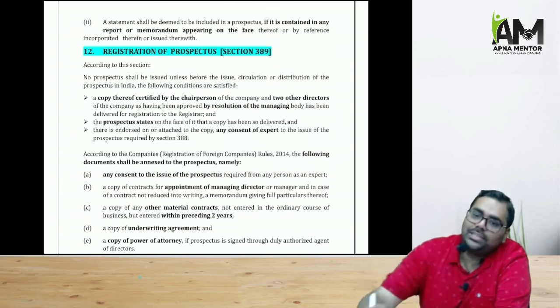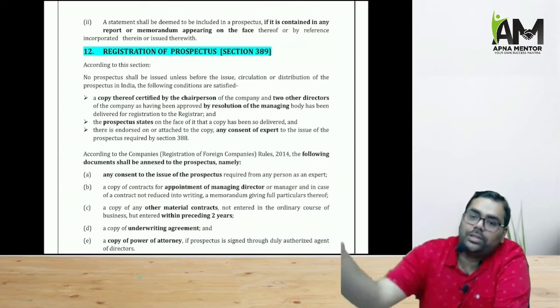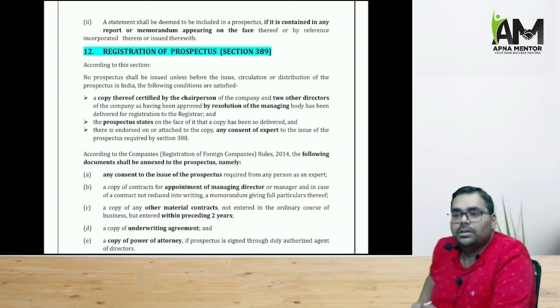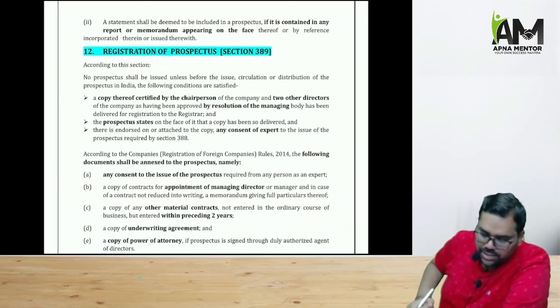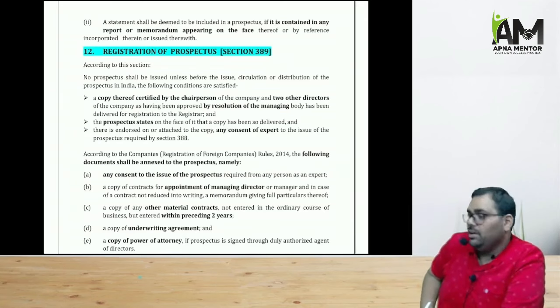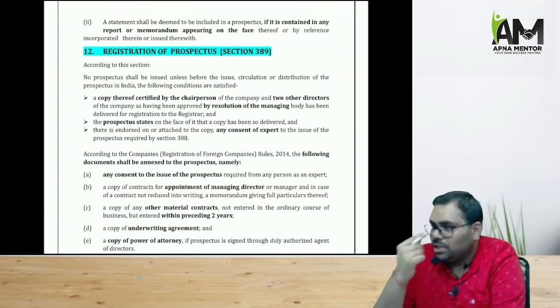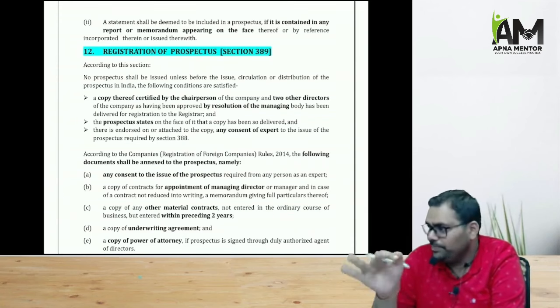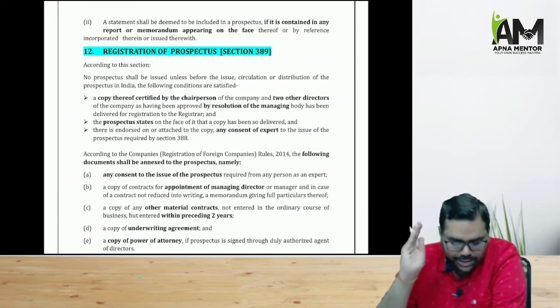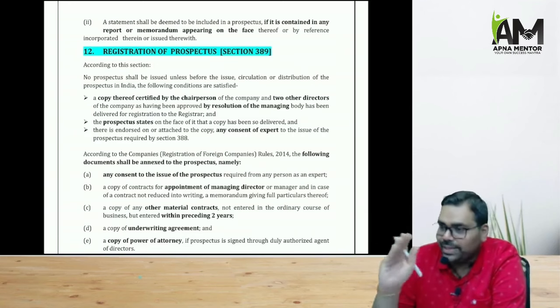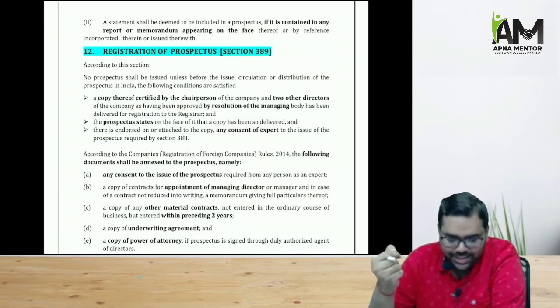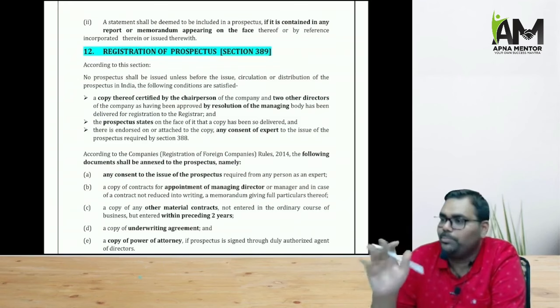Because until and unless you register the prospectus with the ROC, you cannot issue it to the public. So when will the prospectus be registered with the ROC? You will have to submit a copy of the prospectus to the ROC, yes or no? Now think logically. When you will be submitting a copy of the prospectus to the ROC, that has to be certified by someone important in the company.